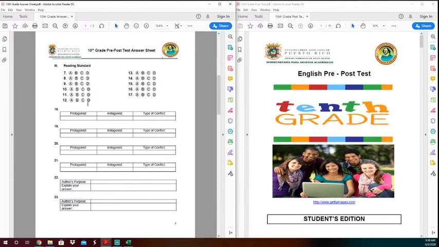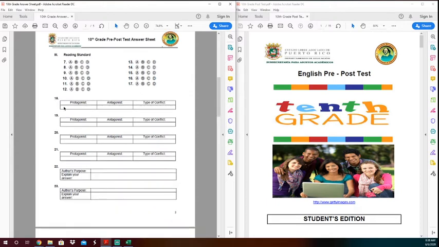For Part 3, it's the reading standard. You will have to read, and then you have multiple choice questions. Then we have these over here, 18 through 21, where you have to tell me the protagonist of the story, the antagonist of the story, and the type of conflict. We talked about conflict, person versus, and the different types of conflict that would go here, okay?